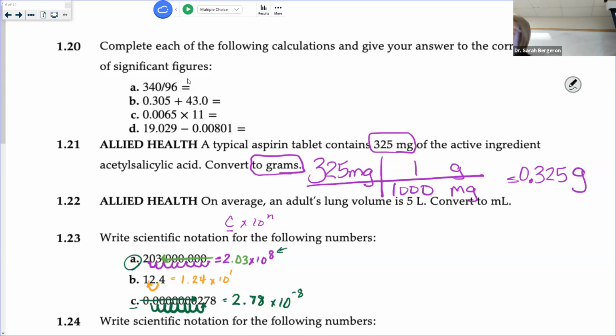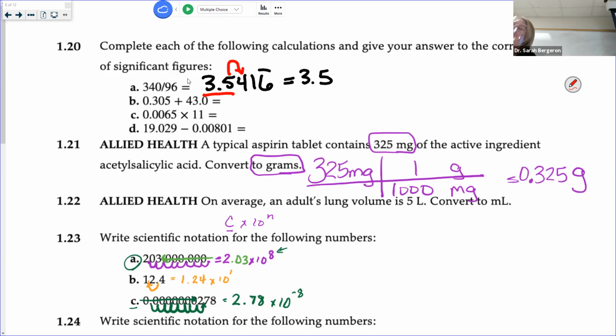What do you get? 3.5416 repeating. Okay. Can I put that on the test? Dr. B is going to mark it wrong. So what should my final answer really be? 3.5, because here are my two significant digits. Then I have to look behind the last one for rounding. So if it's a 5 or above, that 5 would round up to a 6, right?